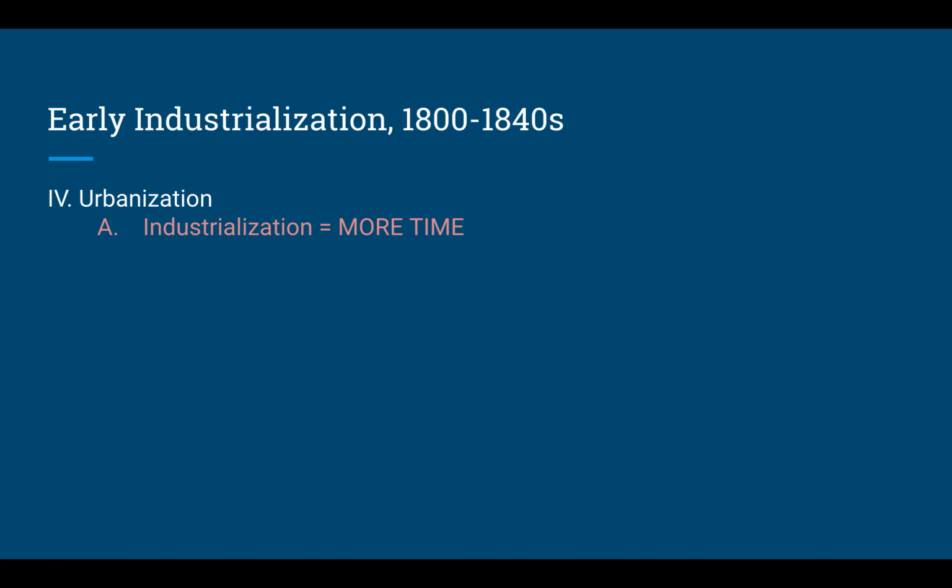Okay? In addition, industrialization creates goods at a faster rate. And because it does that, you're able to sell things in stores like clothing that normally you would have to make by hand. Now, you can just go to a store to buy it. That creates more time on your hands.